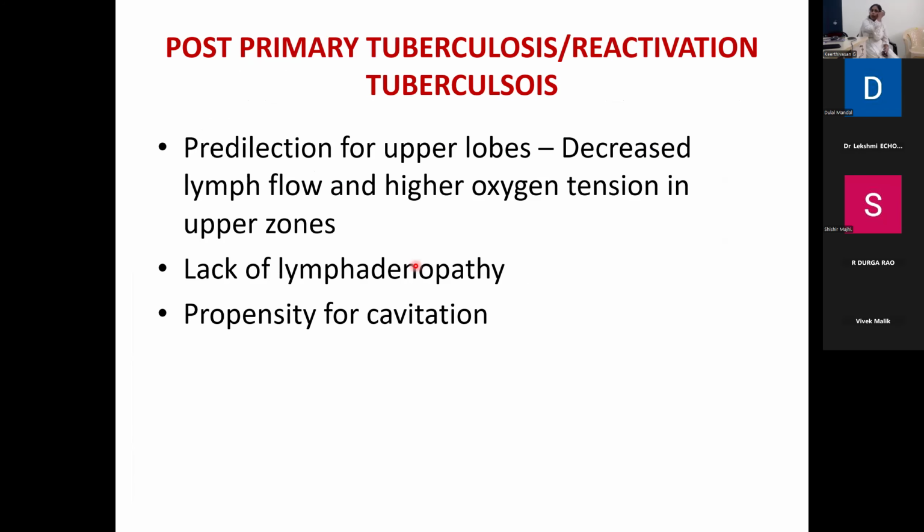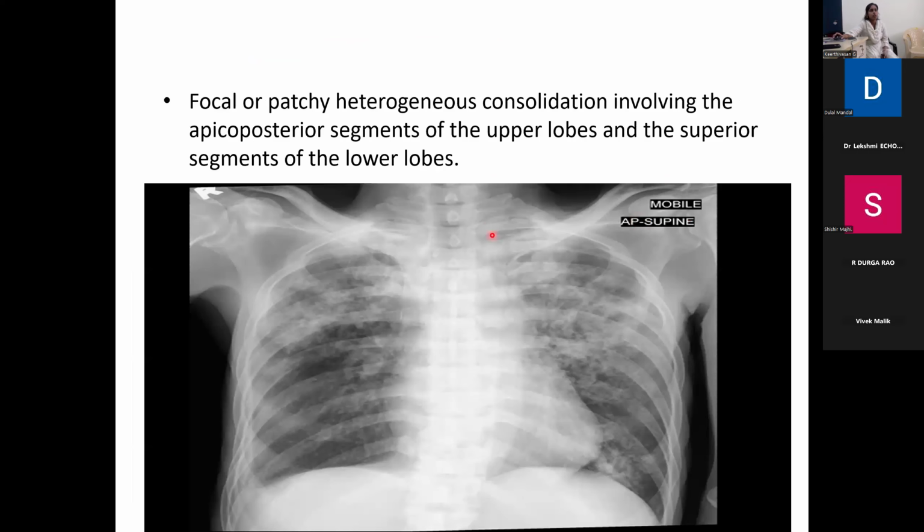Now we come to post-primary tuberculosis or reactivation tuberculosis. We know it has a predilection for the upper lobe because of higher oxygen tension and less lymph and blood flow. In post-primary tuberculosis, most of the time you will not see lymphadenopathy, and it has a propensity for cavitation. In the first X-ray that we see, it is upper zone predominant, and the middle zones are slightly involved. What do you see? Focal patchy opacities. In some areas, they are organizing to form consolidation. Mostly you will see it in the upper lobes and also in the superior segments of the lower lobes.